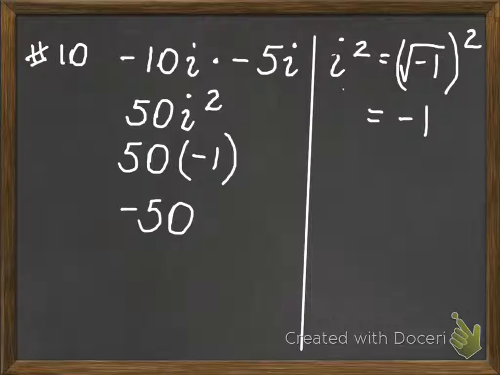Now i squared, what's i squared? Let's look to the right to figure out i squared. i is the square root of negative 1. So if we square i to get i squared, we have the square root of negative 1 squared. Well, when we square a square root, we cancel the square root symbol because they're opposite operations. So that leaves us with minus 1. So i squared is minus 1. So back to our problem, we replace the i squared with negative 1, and we have negative 1 times 50 is negative 50.